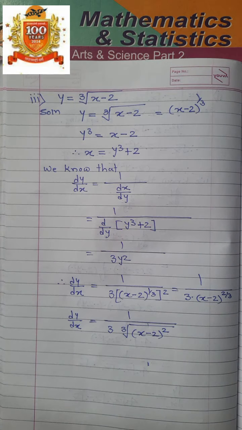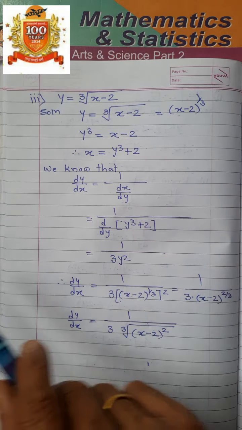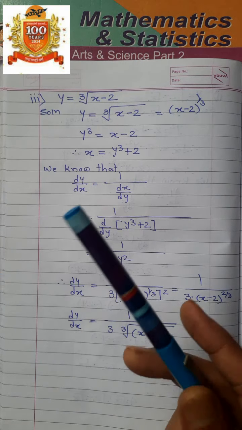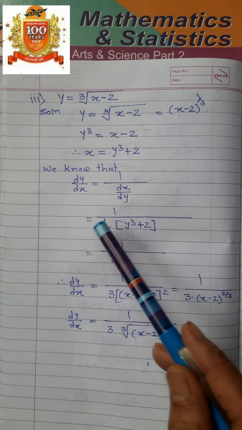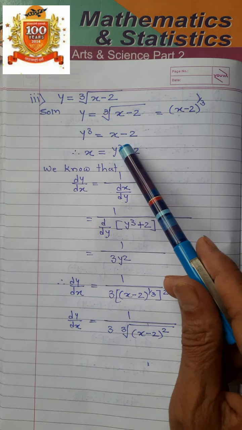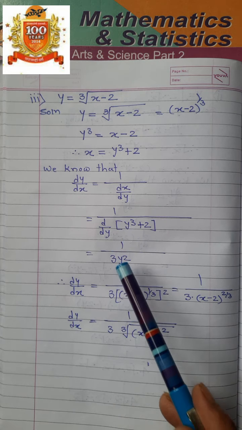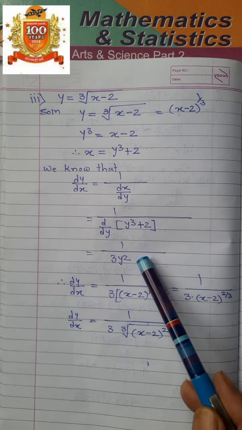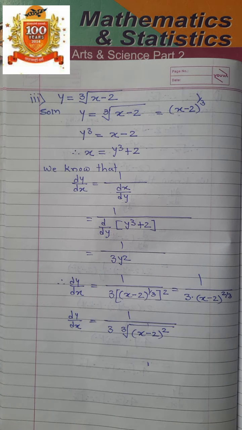Transfer this to the left side. We get x is equal to y cube plus 2 and interchange the sides. Now we express x in terms of y. We know that dy by dx is equal to 1 upon dx by dy, which is equal to 1 upon d by dy of, put the value of x, that is y cube plus 2. Derivative of y cube is 3y square and derivative of 2 is 0 with respect to y. Therefore, we get 1 upon 3y square.